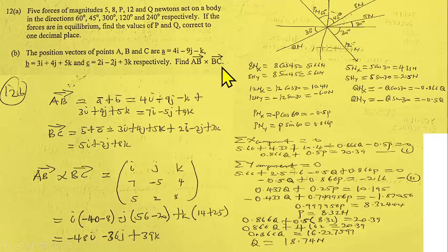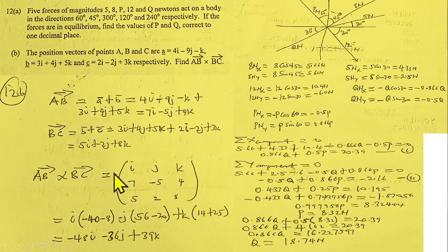Then also vector BC is the addition of B to C. So if you add it together, you'll have 5i plus 2j plus 8k. Now we have vector AB and vector BC in the direction of i, j, and k. So we have to find their product by crossing them.